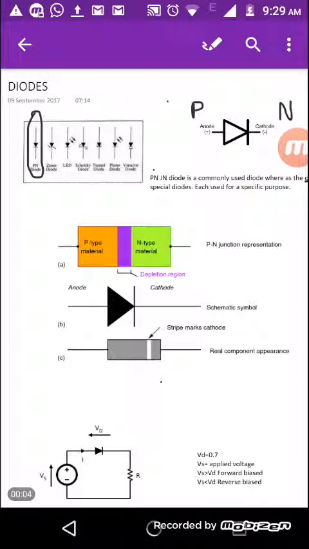Today we are going to learn about diodes. What is a diode? A diode is an electronic component which has the ability to resist the flow of electrons and is also used as a switching device in many electronic circuits.